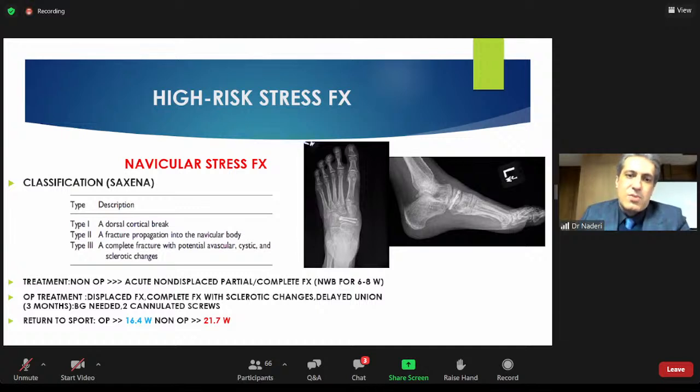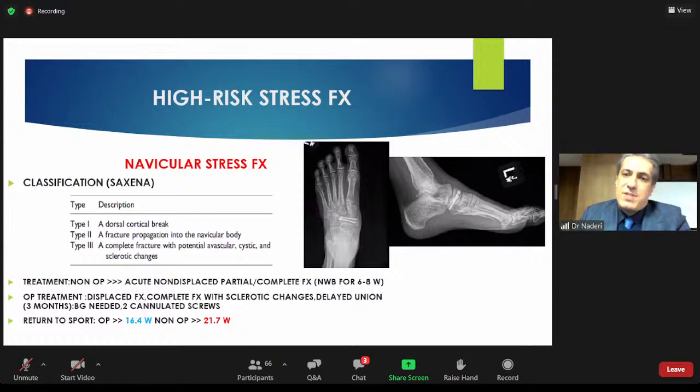Non-op treatment is for acute non-displaced partial or complete fractures with a non-weight bearing for 6 to 8 weeks, although operative treatment has been proposed for those complete fractures that are diagnosed acutely in order to return the patient to normal activity as soon as possible, especially in athletes. There is an article from Australia where they have fixed these fractures with percutaneous screws. Operative treatment classically is for displaced fracture and complete fracture with sclerotic changes or in delayed unions.